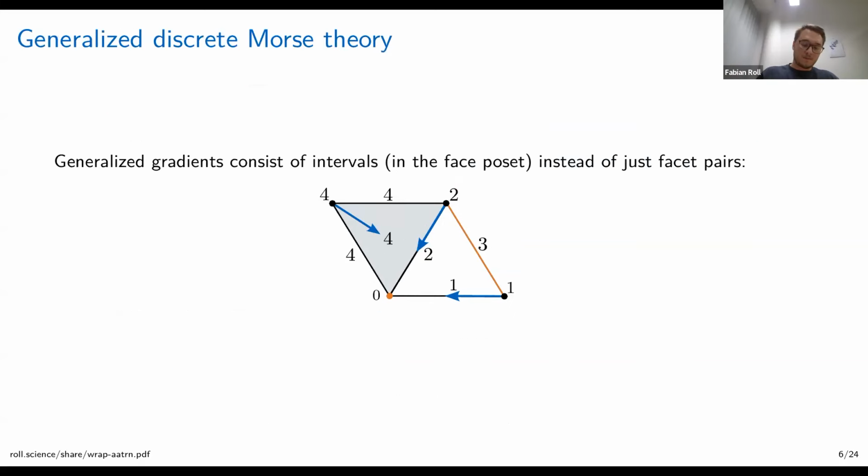And for later on in the talk, we will also need a slight generalization of discrete Morse theory, which is, well, fittingly called generalized discrete Morse theory, where the pairs in the discrete gradient are replaced by intervals in the face poset. So if we consider the example from before and slightly modify it in such a way that it looks like depicted here in the figure, where you now have 4 simplices with the function value 4, then those simplices form an interval in the face poset, with the lower end of the interval being given by the top left vertex and the upper end of the interval being given by the entire unique 2-simplex in this figure.